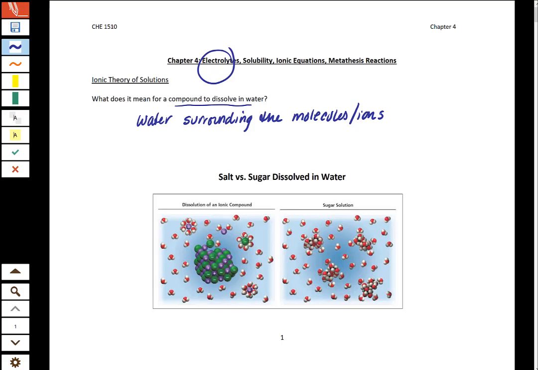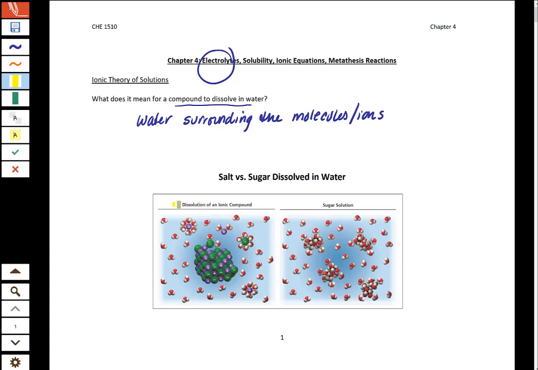And we actually have a word for this. It's called a solvent cage, which just sounds crazy if you're not a chemist. So the water surrounds the molecules and the ions in an individual fashion. It's really hard for me not to write solvent cage. So maybe I'll show you what I mean when I say a solvent cage.